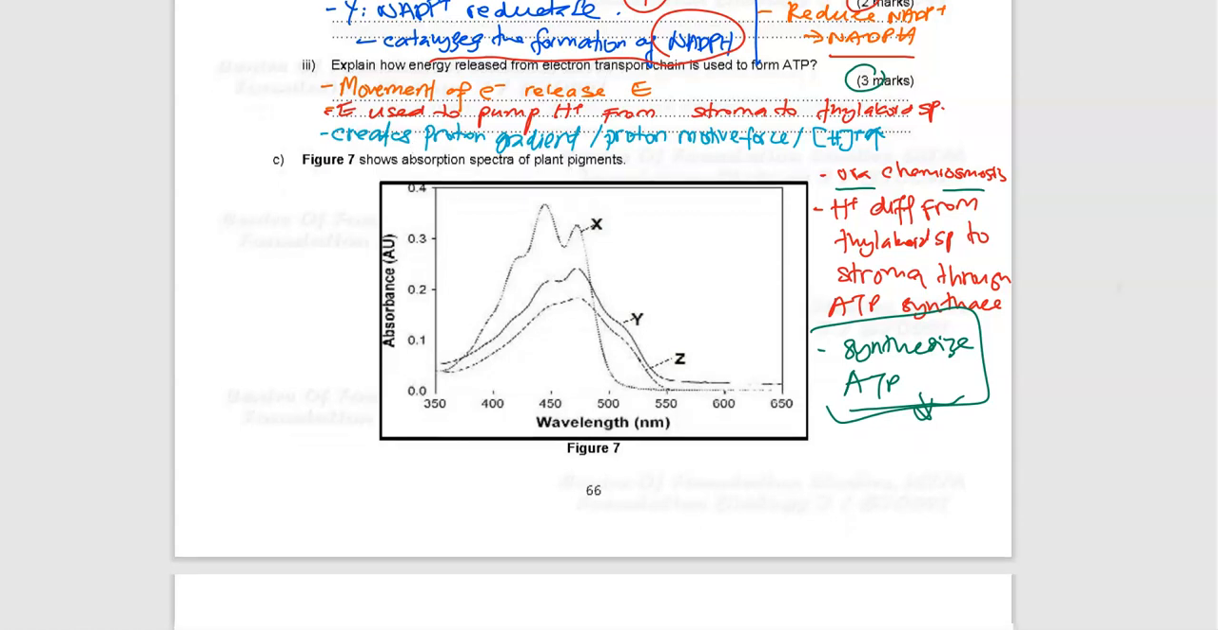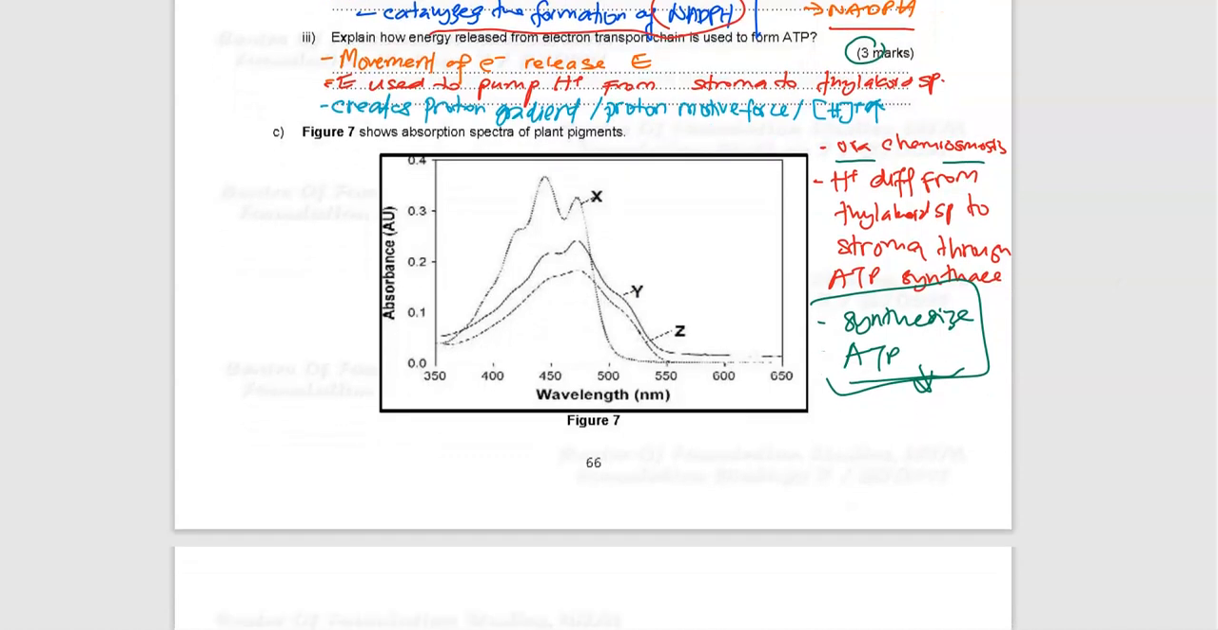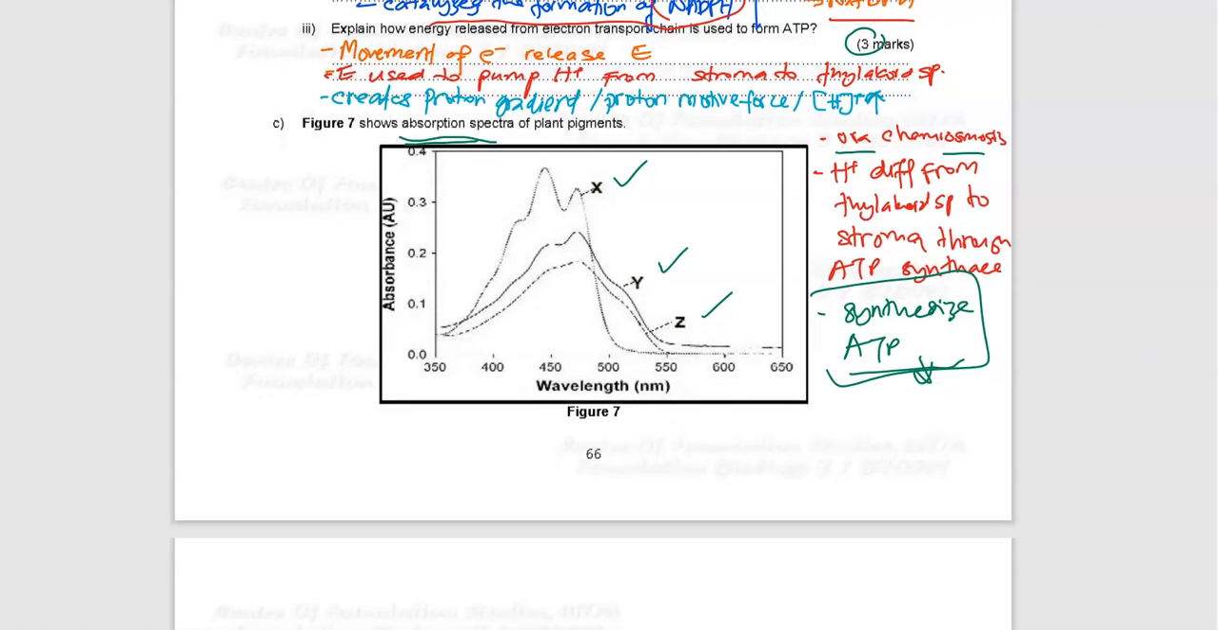So for the next question, question C, figure 7 shows absorption spectra of plant pigments. Photosynthetic pigment absorption spectra. It shows you a graph that shows the wavelength of light absorbed by each pigment, pigments X, Y, and Z. Absorption spectra is a graph to show you the amount of light energy absorbed by individual pigments.